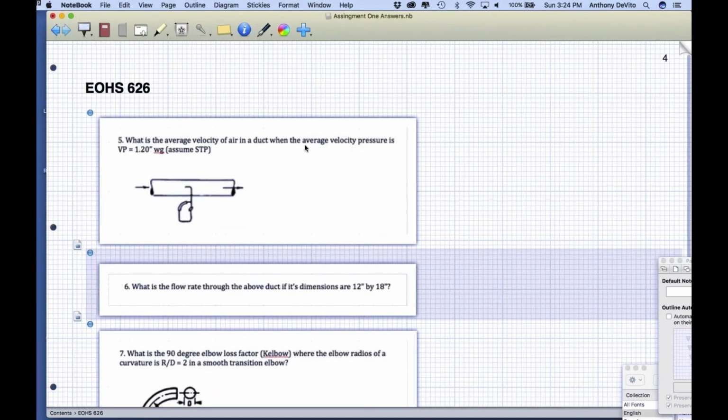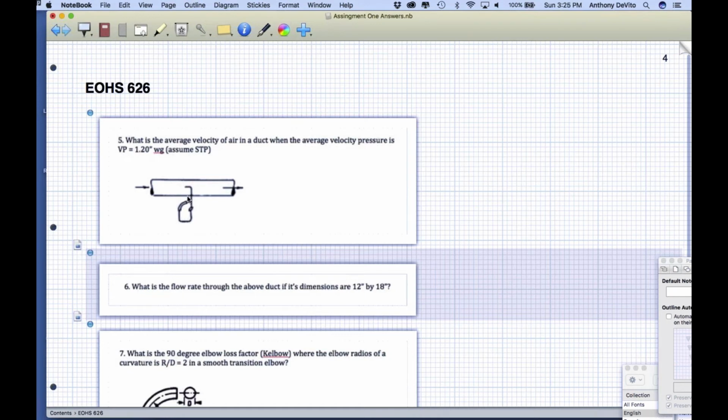The average velocity of air in a duct. Let's see, what is the average velocity of air in a duct when the average velocity pressure is equal to 1.2 inches? Okay, standard temperature and pressure. This little diagram shows a pitot tube inside of the ductwork, measuring the static pressure and measuring the total pressure, and the difference is the velocity pressure. It's a cute little illustration of what this might be.